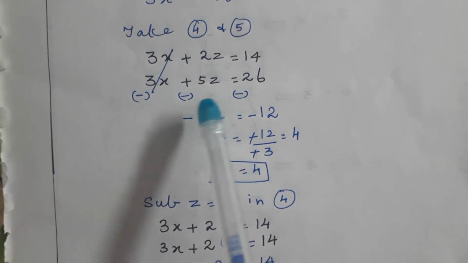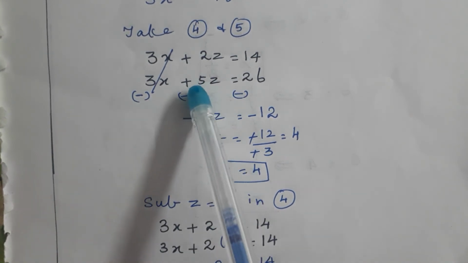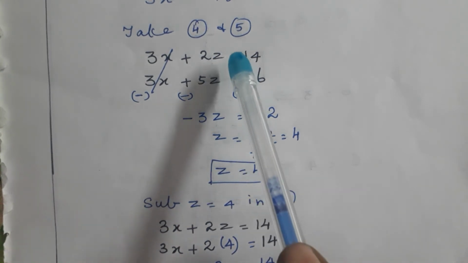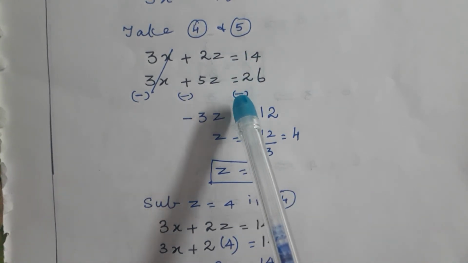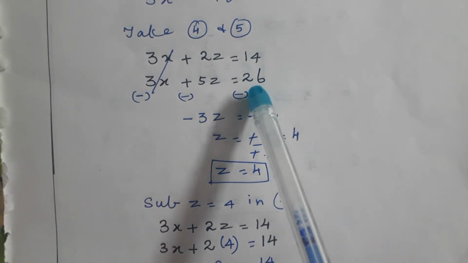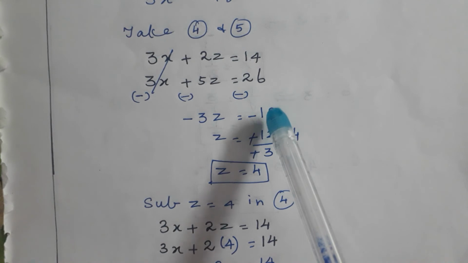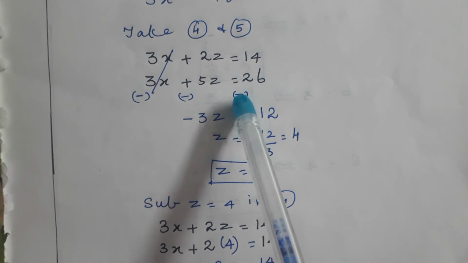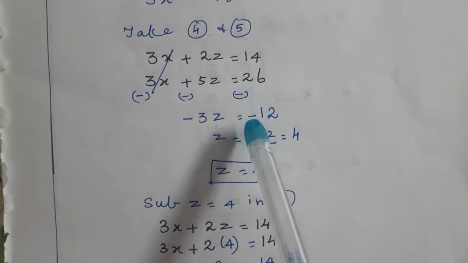So what will be the remaining over here? Minus 5 and plus 2 becomes minus 3z is equal to, here also different signs. So subtracted, from which to be subtracted? From 26 to be subtracted. 26 minus 14 is nothing but 12, and write the greater number's sign. So 26 is the greater number, so it has a minus sign. That minus sign is to be assigned over here.